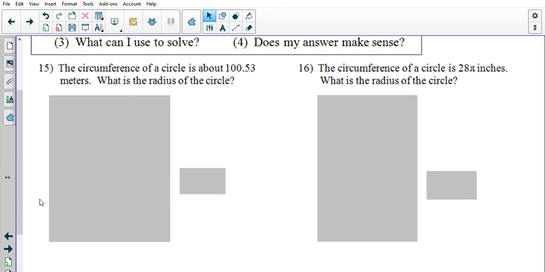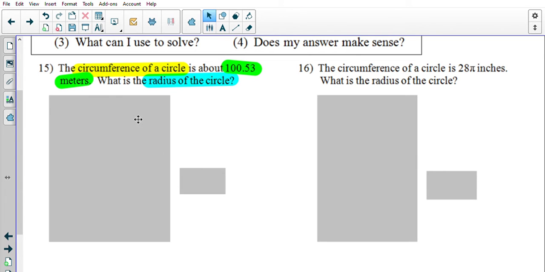So for number 15, it says the circumference of a circle is about 100.53 meters. What is the radius of the circle? So we are given the circumference of a circle. So ding, ding, ding, I'm going to use the circumference formula for a circle, kind of like when we did the perimeter and area questions with rectangles. We are trying to find the radius of the circle. So, and I'm given the circumference, by the way, it's 100.53 meters. Or about that, because we are rounding that.